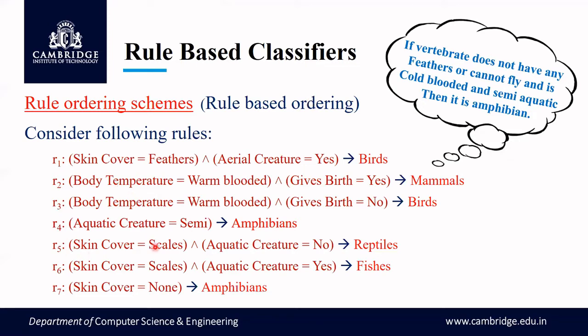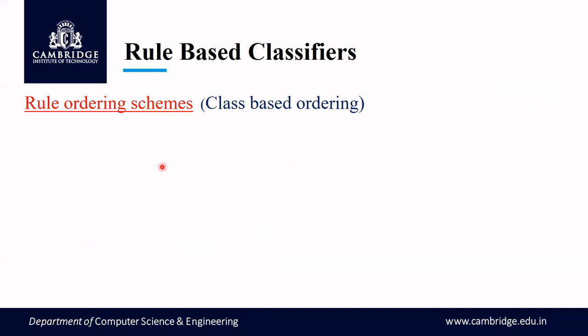Because we have to consider the negation of all the rules above. Okay, so this is about your rule based ordering. Now let us consider what is class based ordering. What happens with respect to class based ordering?